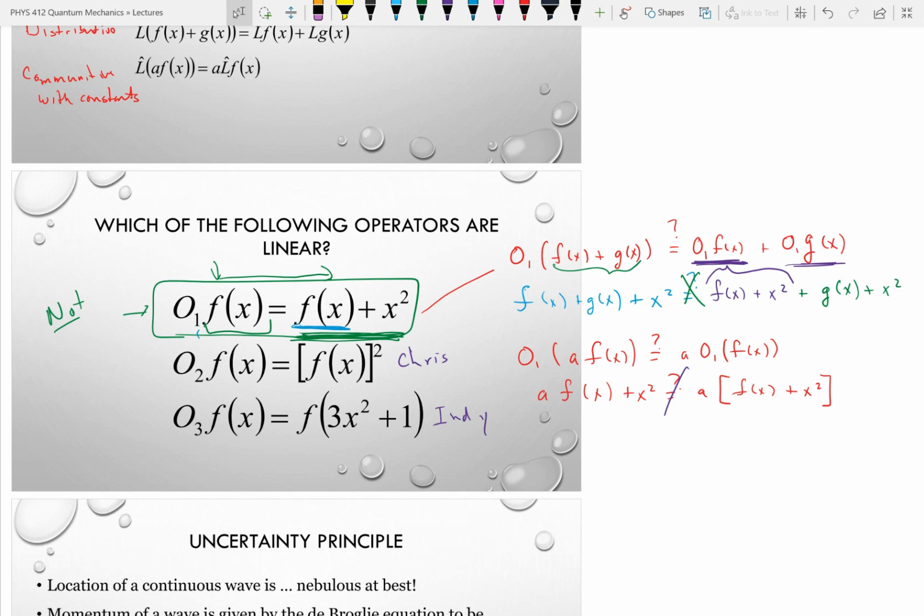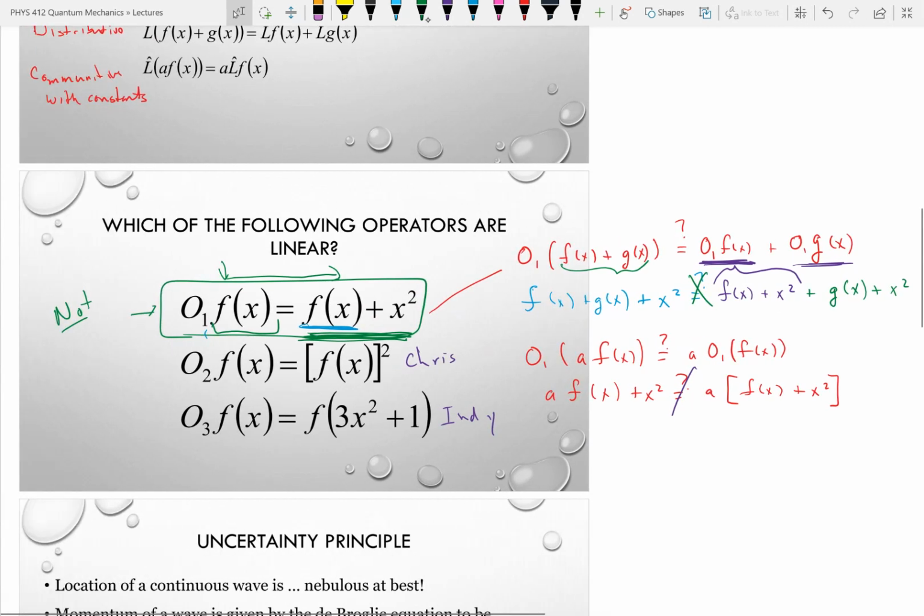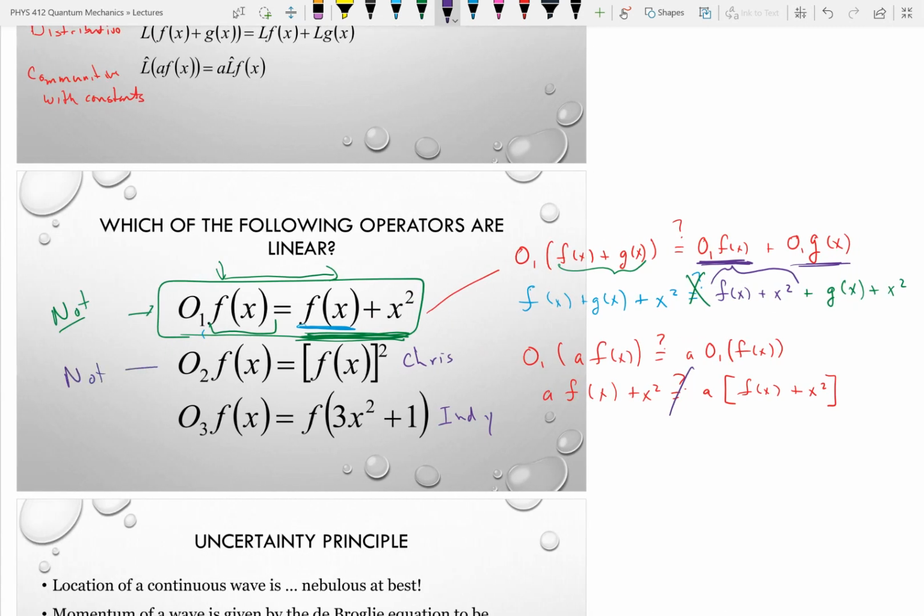Ready? I'm just waiting for you guys. You both done? Yeah, we're ready. Okay, so let's go ahead and do Chris first. I said no because when I did the first test, I found that I got the value f of x plus g of x squared, which when you FOIL that out is not equal to f of x squared plus g of x squared. Right, you've got the cross terms. So that's all you had to do. How about you, Andy?